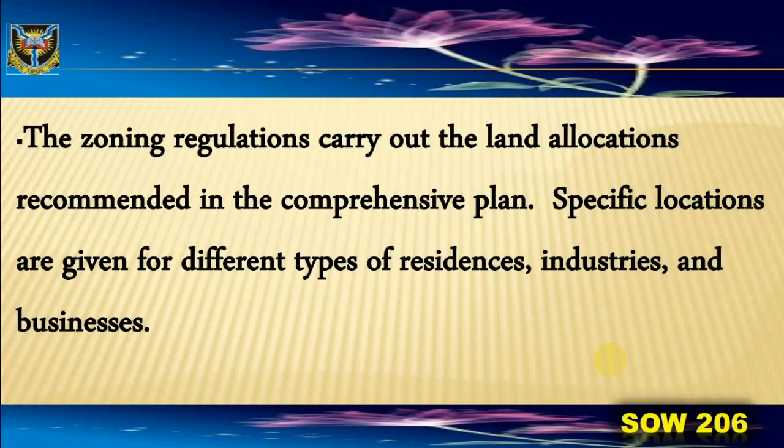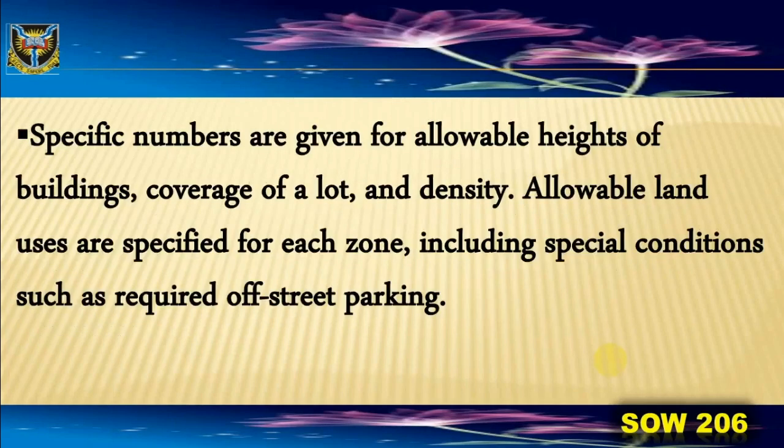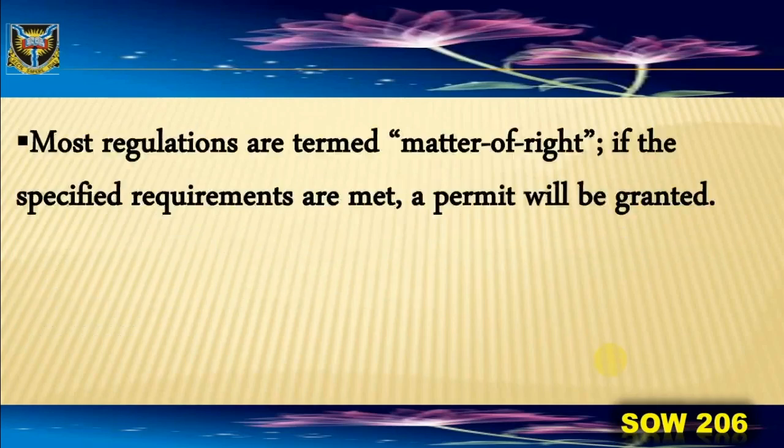Specific numbers are given for allowable heights of buildings, coverage of a lot, and density. Allowable land uses are specified for each zone, including special conditions such as required off-street parking. Most regulations are termed matter of right. If the specified requirements are met, a permit will be granted.